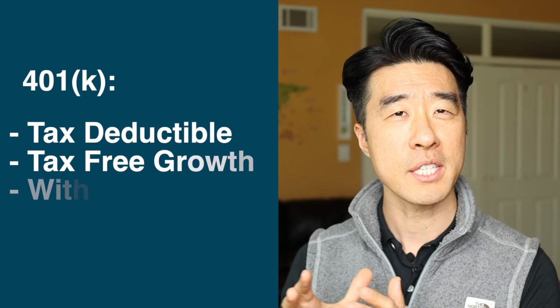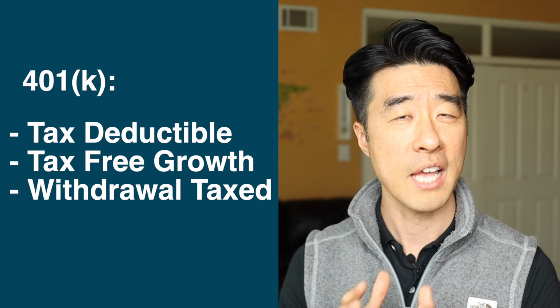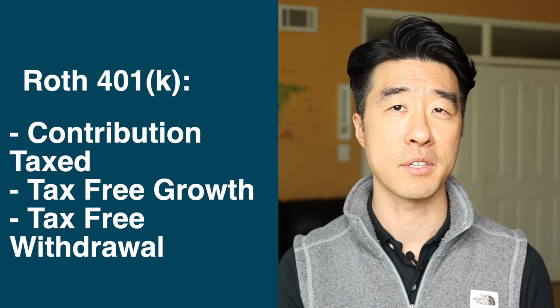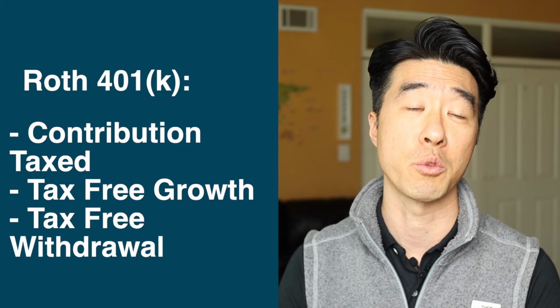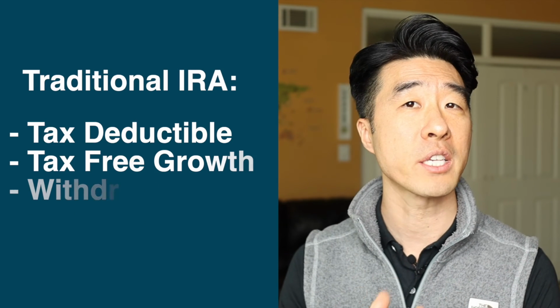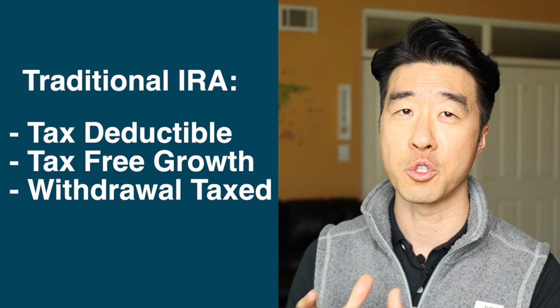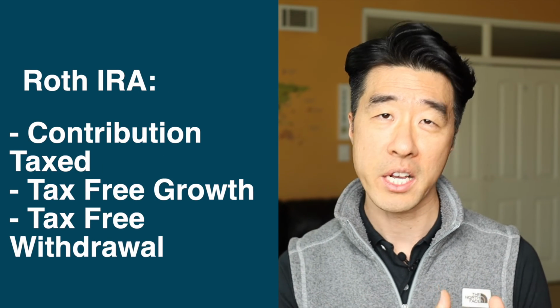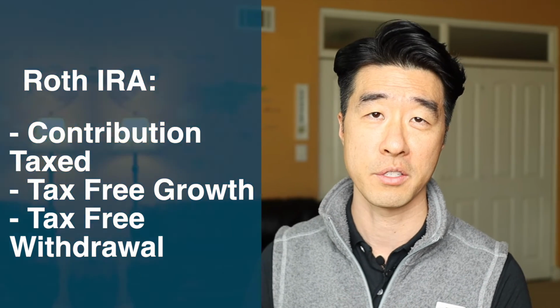Alright, if you stayed with me so far, congratulations. Before I go over my recommendations and how to approach these plans, let me quickly summarize what we just went over. 401ks: immediate tax benefits and tax-free growth, but taxes are due when the money is withdrawn. Roth 401ks: no immediate tax benefit, tax-free growth, and no taxes due on withdrawal. Traditional IRA: immediate tax benefit and tax-free growth, but taxes are due when the money is withdrawn. Roth IRAs: no immediate tax benefit, tax-free growth, and no taxes on withdrawals. Eligibility to contribute phases out over certain income limits.